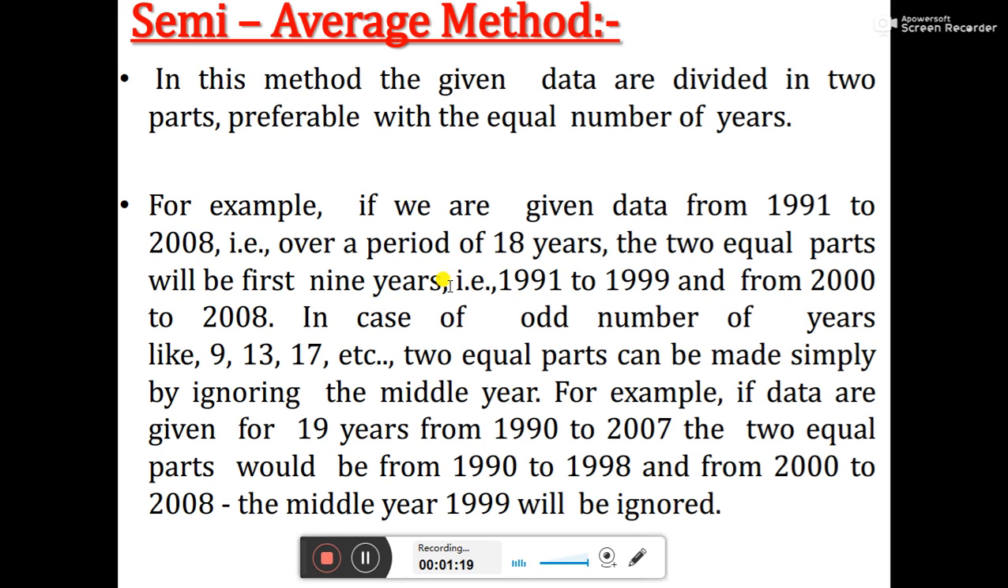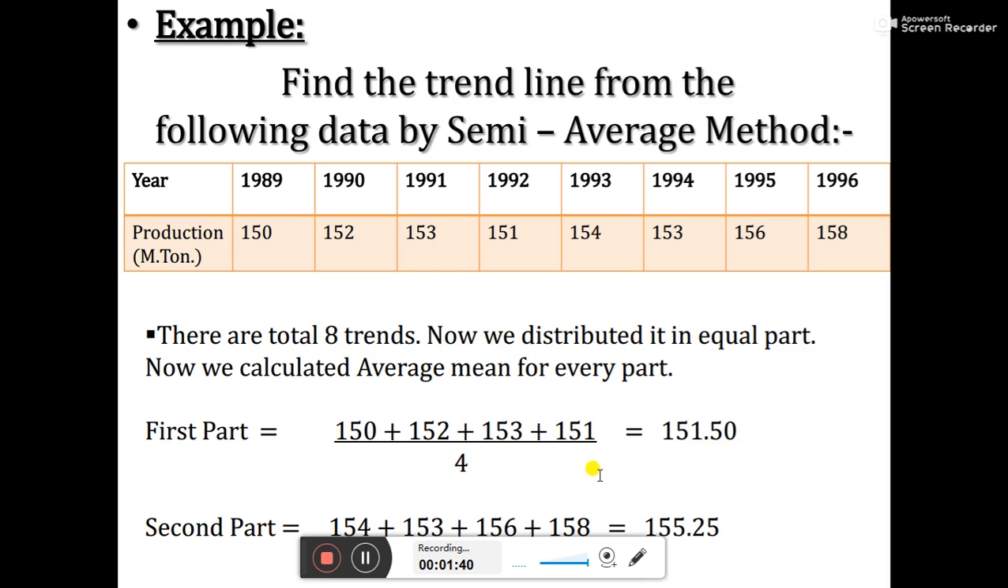In case of odd numbers of years like 9, 13, 7, etc., two equal parts can be made simply by ignoring the middle year. For example, if data are given for 19 years from 1990 to 2008, then the two equal parts would be from 1990 to 1998 and from 2000 to 2008. The middle year 1999 will be ignored.